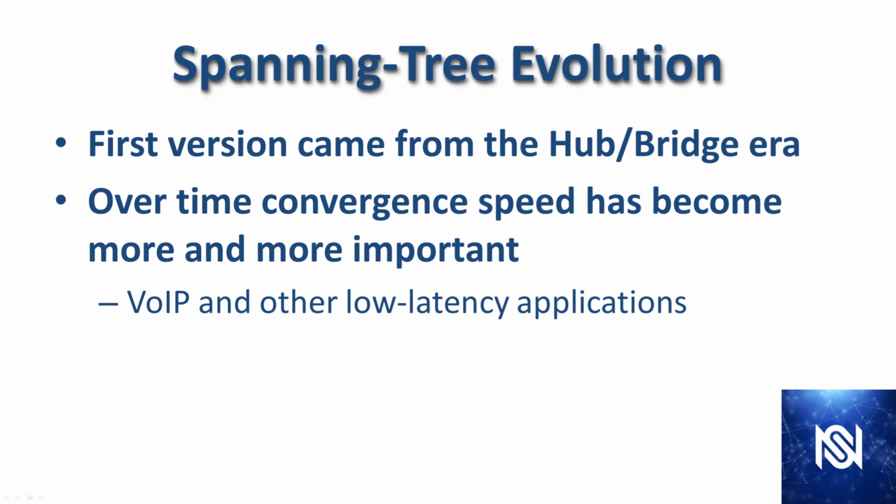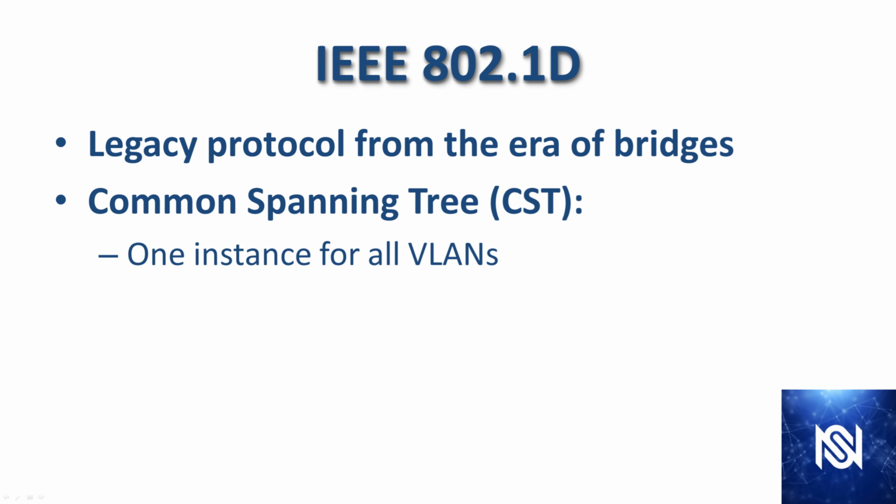All right, the evolution of spanning tree. The first version came from the old hub bridge era, and over time, the convergence speed has become more and more important. And that's due to VoIP and other low latency applications, demanding that the switched networks converge very, very quickly. All right, so IEEE 802.1d is the original protocol from the era of hubs and bridges. It's also referred to as common spanning tree, and it allows for one instance for all VLANs.